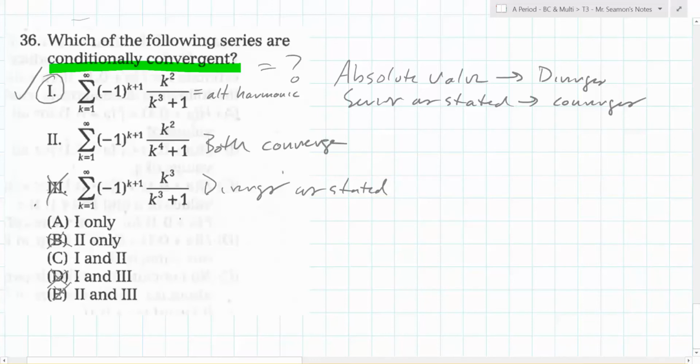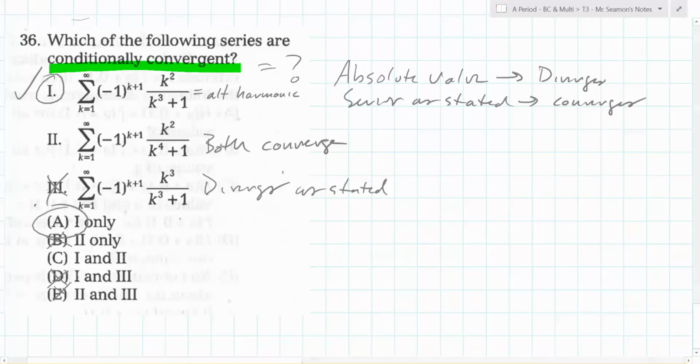So look, they give you 3. As stated, it diverges, and the absolute value diverges. As stated, it converges, and the absolute value converges. This one is where it gets fun. So what's the answer?